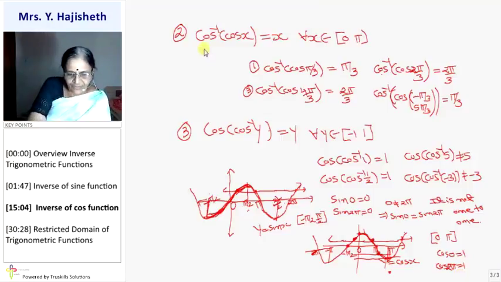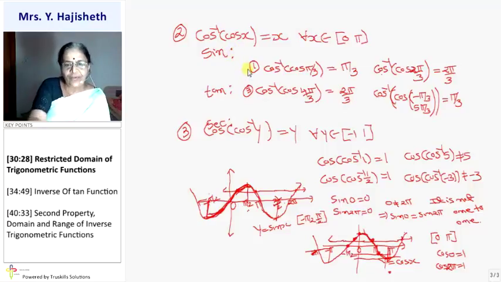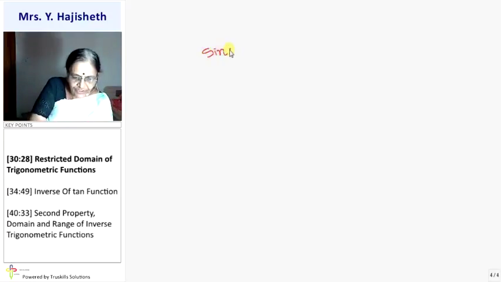Now you remember, see, the restricted domains of sine, tan, and sec are very close to each other. The restricted domain of sine, the restricted domain of tan, and the restricted domain of sec.